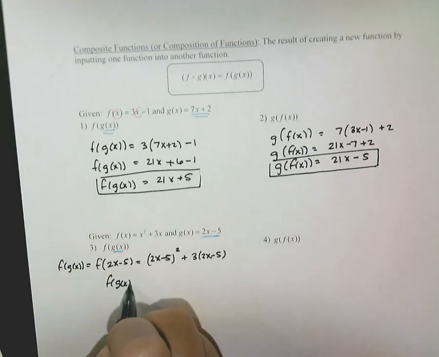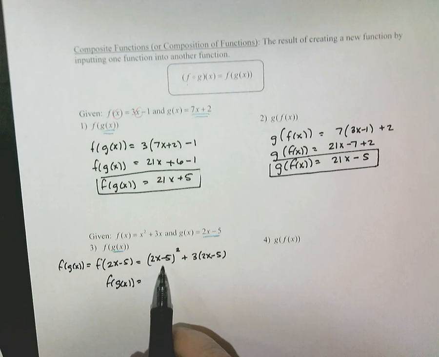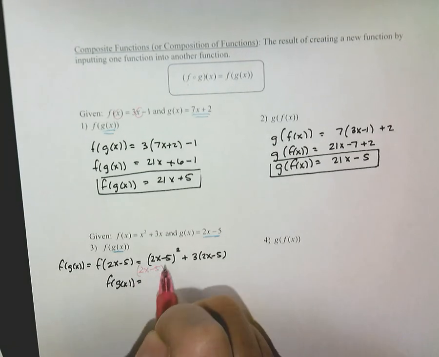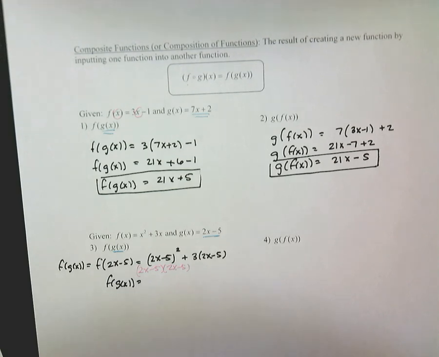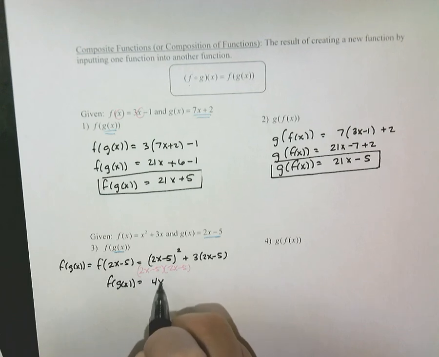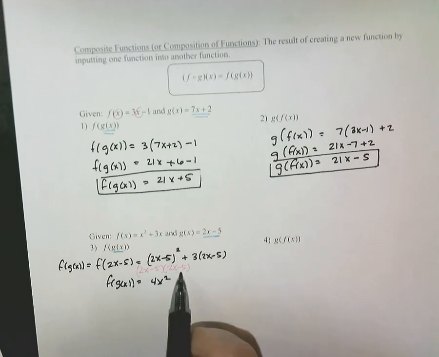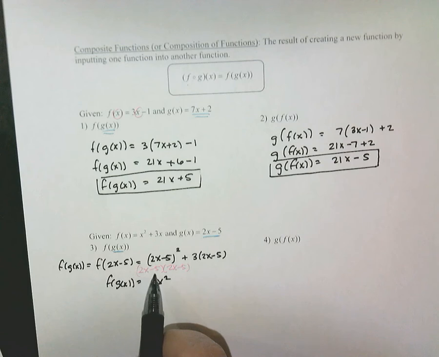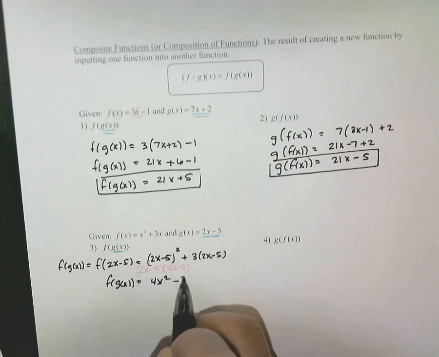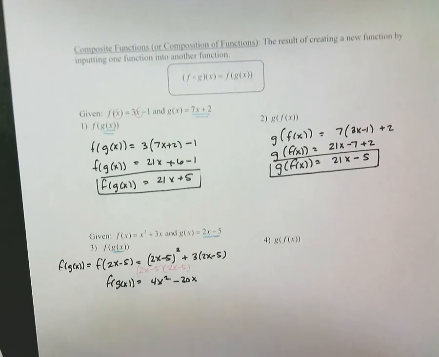F of g of x is then going to equal 2x minus 5 when I square it. And you have to be careful. This is saying 2x minus 5 times 2x minus 5. And you've been doing these since Algebra 1, so at this point I'm going to go a little bit faster with this. But when you're doing it, just be careful and get it right. 2x multiplied by 2x is 4x squared. 2x multiplied by negative 5 is negative 10x. But then I have another one of those, negative 10x. So I have negative 20x. Negative 5 multiplied by negative 5 is plus 25.